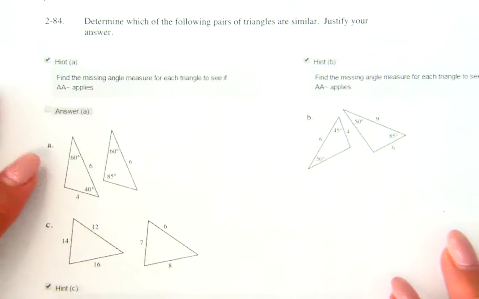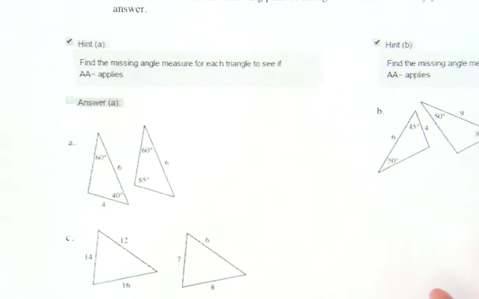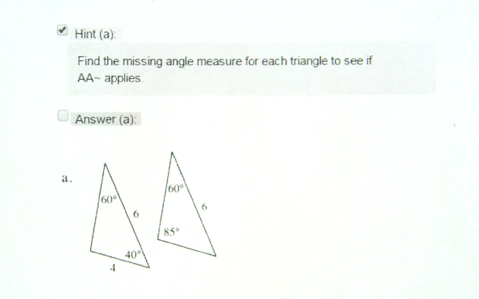Determine which of the following triangles must be similar. Justify your answer. And I printed it out with the hints from the CPM website because it should make more sense now. So the hint is to find the missing angle measures for each triangle to see if angle-angle similarity actually applies. So the question is, are all the angles the same measure?